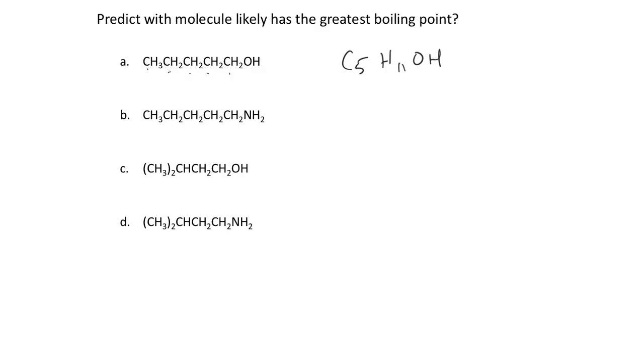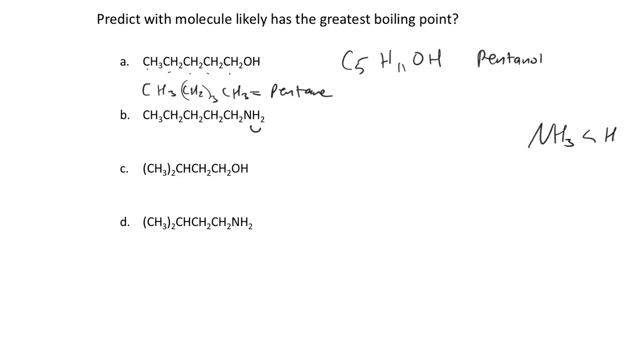So if we had the CH3, CH2, 3 of these, CH3, that of course is pentane. So this would be pentanol. And if we're comparing that to the ammonia version, the ammonia version of that compound, that'd be an amine is what we call that. But the amine versus the alcohol, the NH2 version of the molecule has a weaker force of attraction because nitrogen is not as electronegative. So this is the same kind of issue that NH3 had a lower boiling point than water just because nitrogen wasn't as electronegative as oxygen.